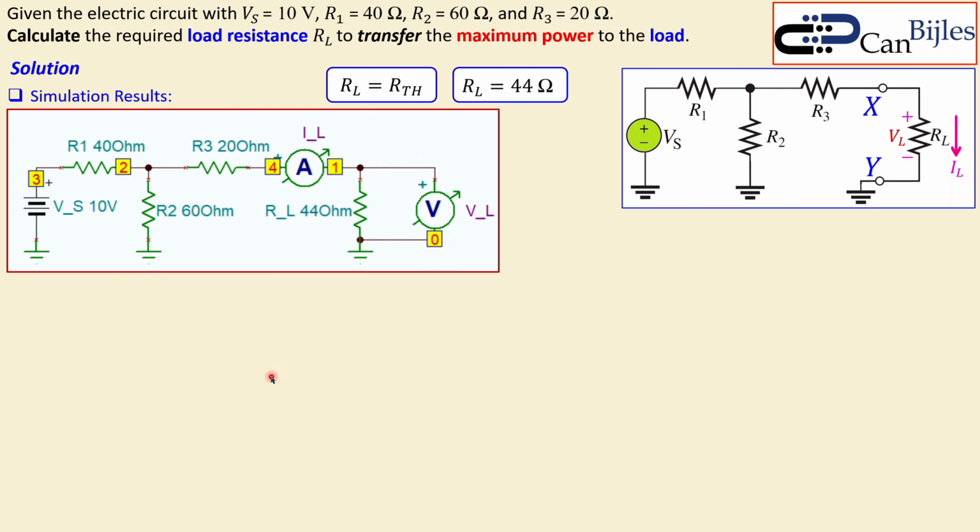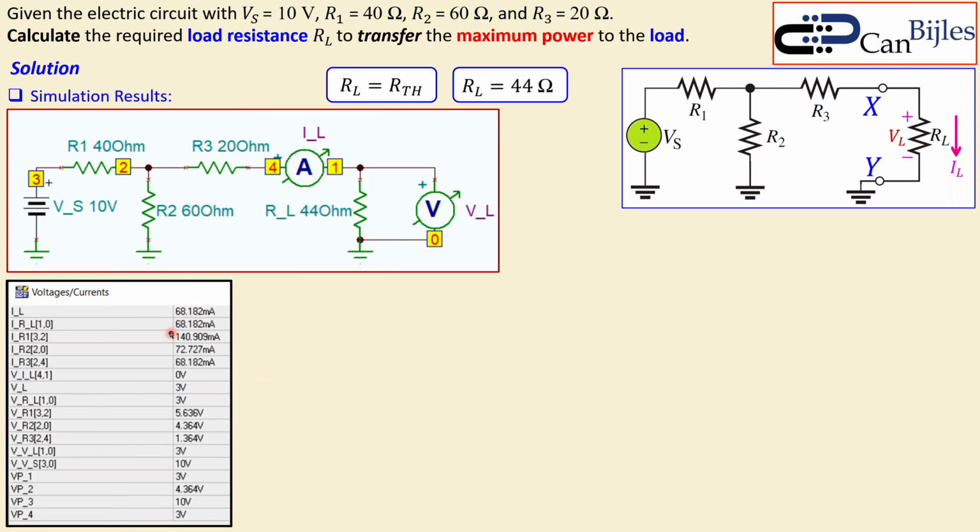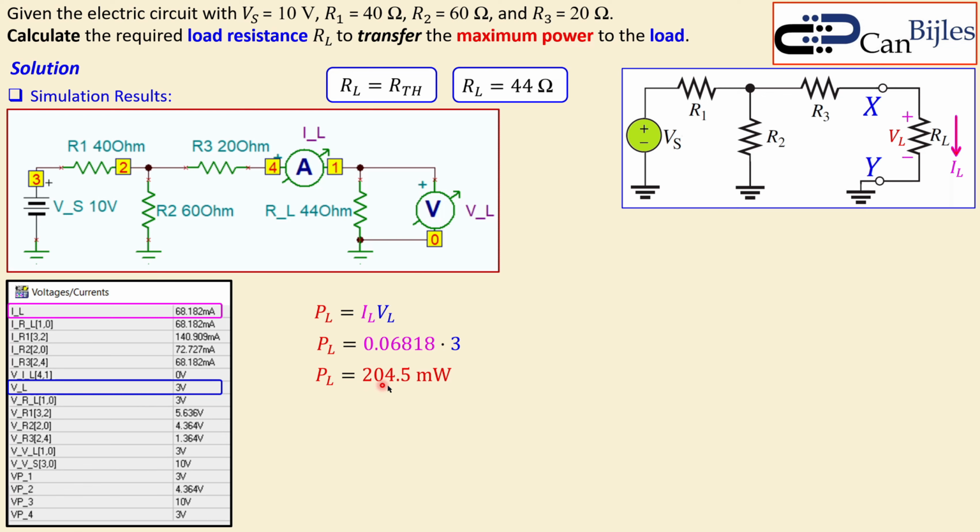volts across our load. Now, if I produce stable voltages and current in the simulator, you can see IL gives me approximately 68.2 milliamps, and VL gives me 3 volts. And this is what we also have calculated. So if I use this formula now and substitute the data from the simulator, I will get 204.5 milliwatts, exactly what we have determined in our calculations.